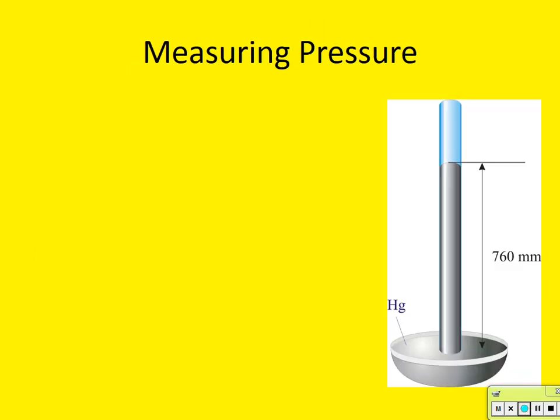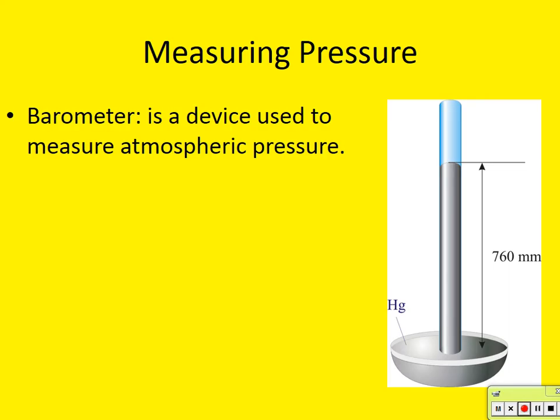So, okay, measuring pressure. If there's atmospheric pressure, we've got to find a way to measure it, right? So this is what we use. It's called a barometer. A barometer is a device used to measure atmospheric pressure. Here's a barometer right here.